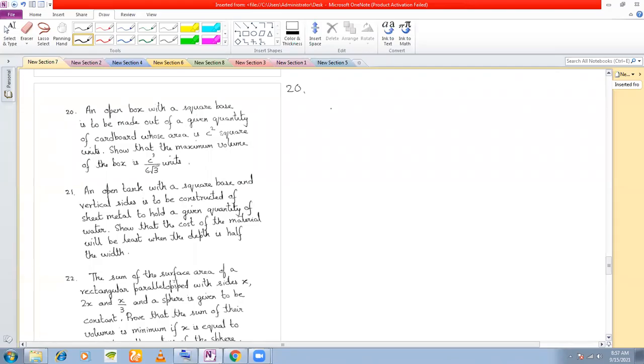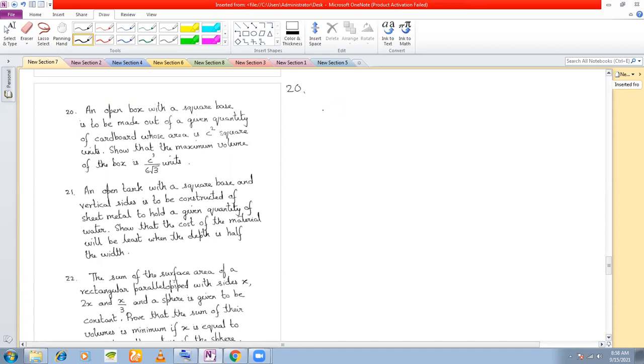The question here is, an open box with a square base is to be made out of a given quantity of cardboard whose area is c square units. Show that the maximum volume of the box is c cubed by 6 root 3 units. So the area of the cardboard is given to you.